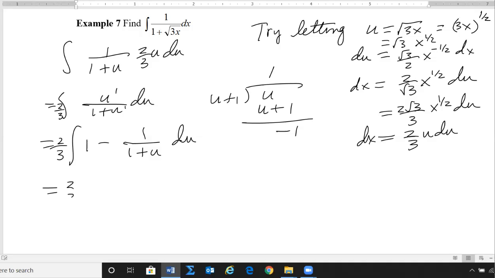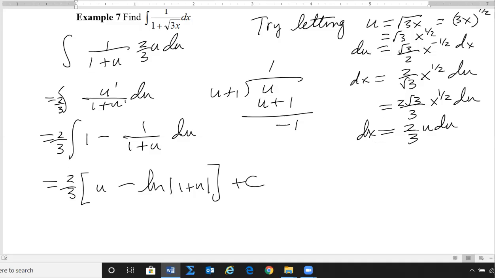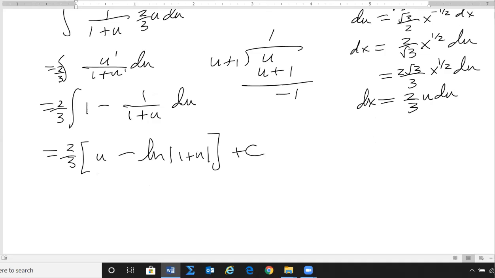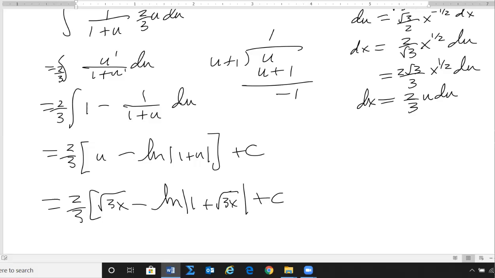That one now is integrable. We'll have u minus natural log of 1 plus u, like so, plus a constant. Now it's time to put the u back in, which was root 3 root x. So this is 2/3 root 3x minus natural log of 1 plus root 3x. So plus a constant.